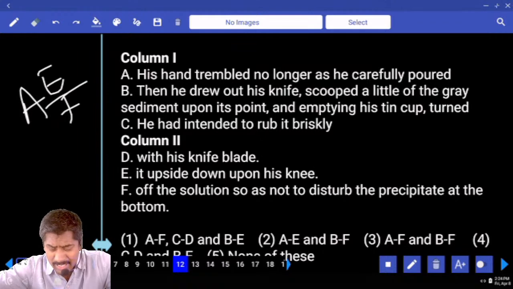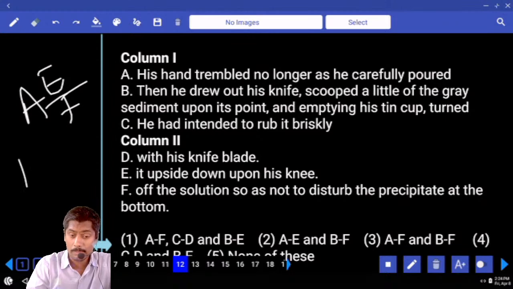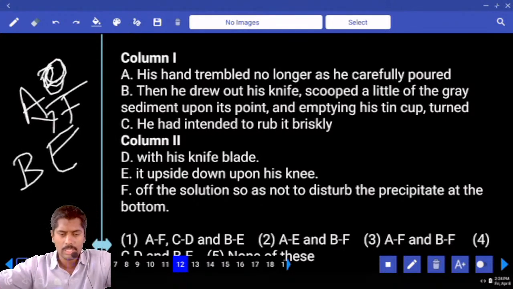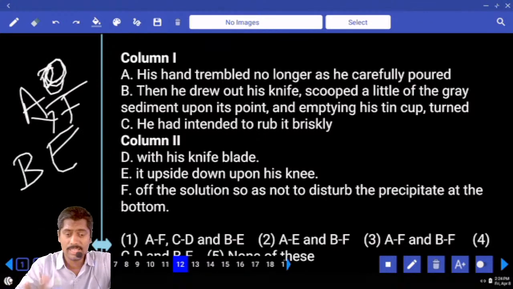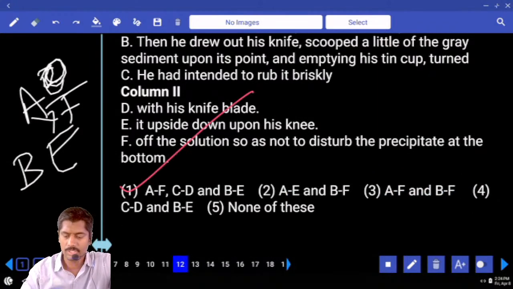Turned with knife blade, turned it upside down. Upside down. So BEAF. And he had intended to rub it briskly with his knife blade. Answer is first option, AFCDBE.